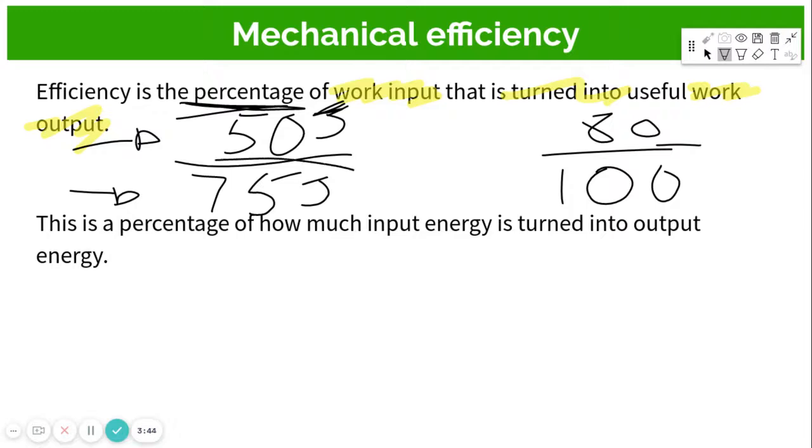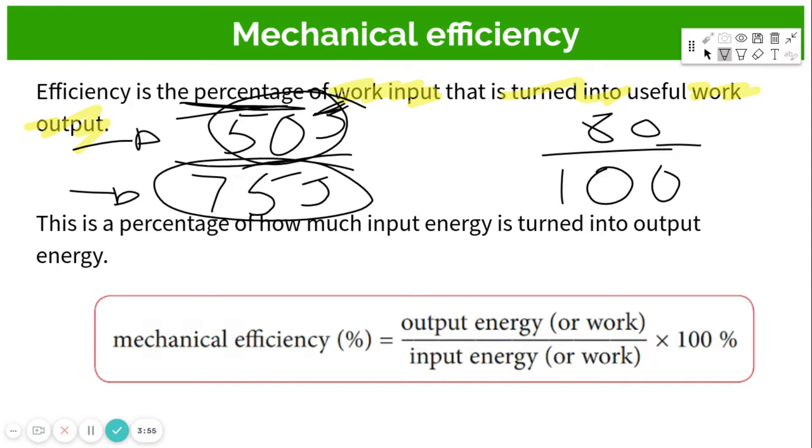So the bigger number is always the amount of energy I put in. That's always at the bottom. And the smaller number is the amount of energy I get out, or the amount of work I get out, and that's at the top. And then we do our calculation. So here's how we work it out.